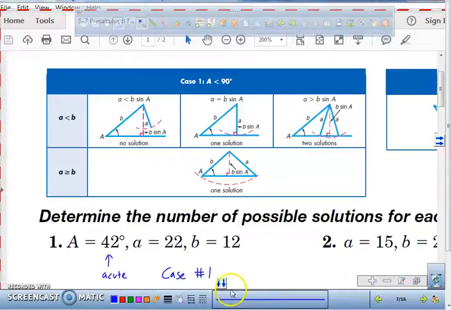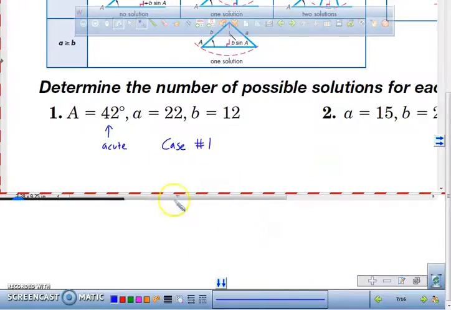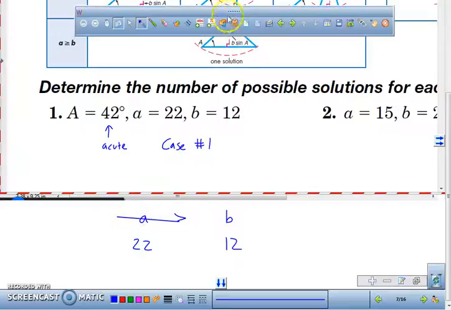All right? Now, after you figure out which case you're in, you're going to write the A value and the B value. Underneath A, you're going to put 22. Underneath B, you're going to put 12. And you have to ask yourself, is A greater than, less than, or equal to B? Well, obviously, A is what? Greater than B. There we go. Greater than B.